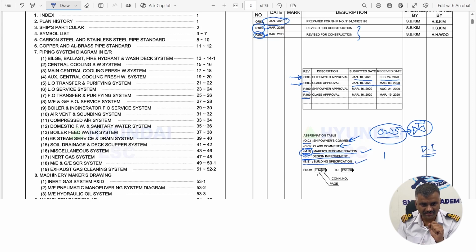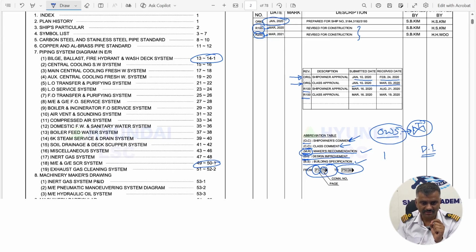One also important thing is this one. So in most of the diagrams you will find this P1476 to P5086. So this is about the diagrams, you can see 14 to 50. So the page number is P14 and this is the connection number. So the pipelines have also got a specific number.